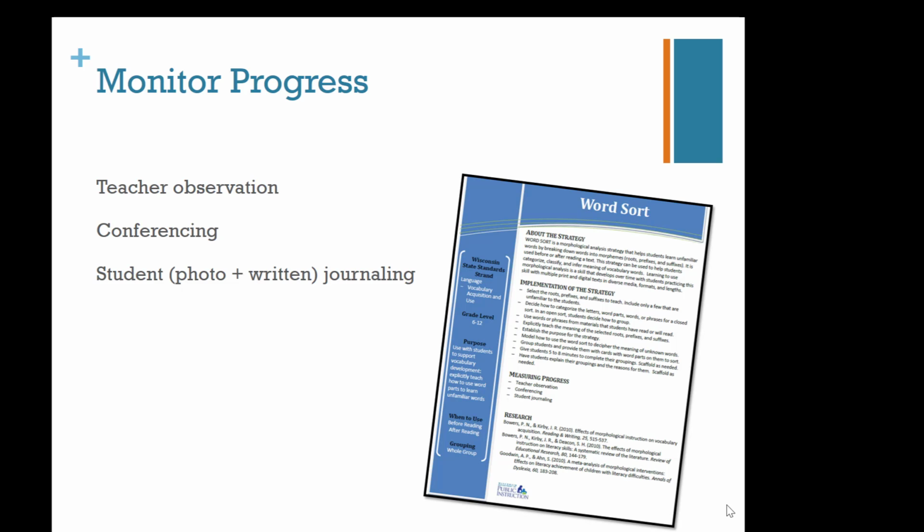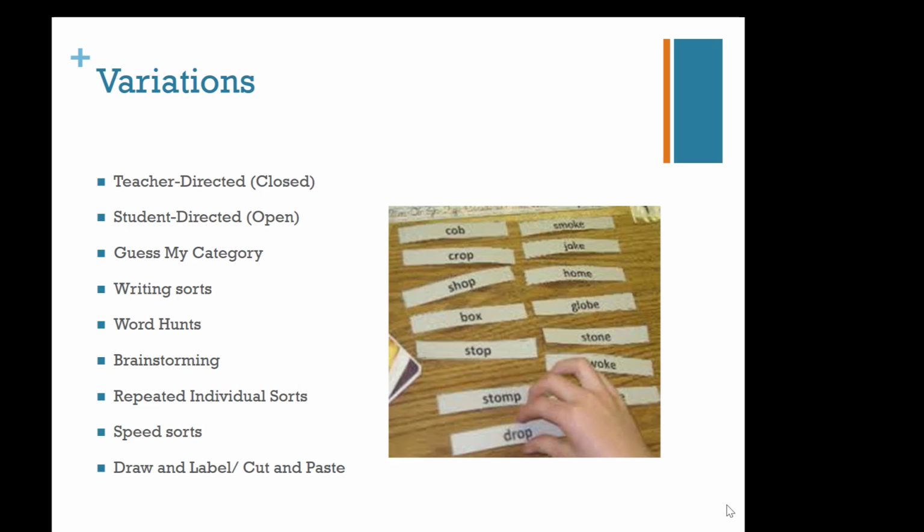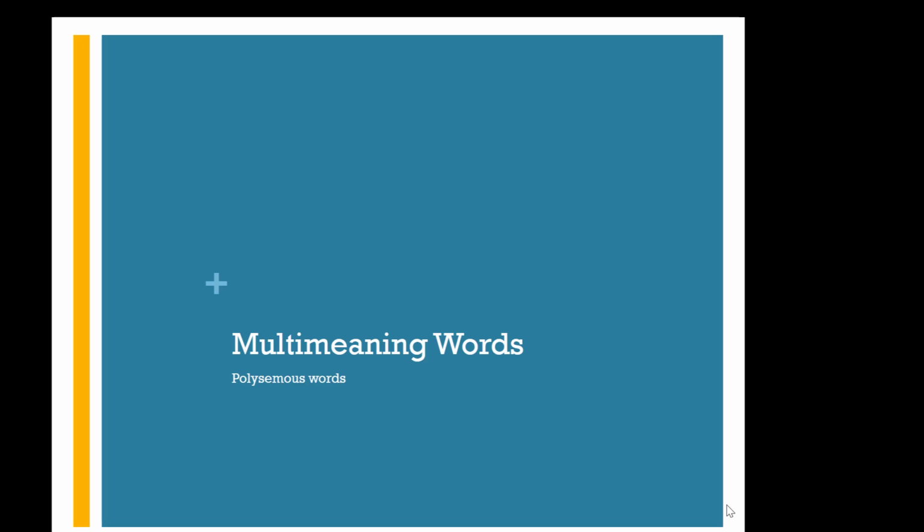You can monitor progress with word sorting, so some ways to do that might be observe how students are sorting, conference with students about their sort, or have students keep record of their sorting. They could do photos, they can cut and paste, write in a journal about their sorting so that over time you can see any changes and development in their word recognition and morphological awareness. There are different variations. For example, you could do speed sorting, word hunts, you can draw, label, cut, paste, have students do sorts in the whole group and then individually.